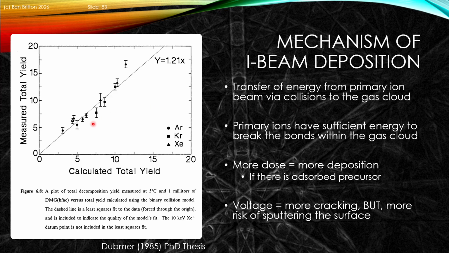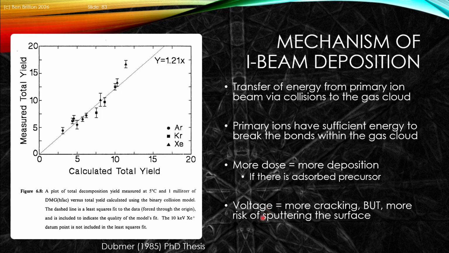The way this is verified, which works quite nicely, is associated with the incident transfer of primary kinetic energy from the ions. If we have this, we can get an almost one-to-one overlap using a binary collision model associated with the incident ions and the gas cloud. What we see is that more dose produces more deposition for ion beam deposition approaches.